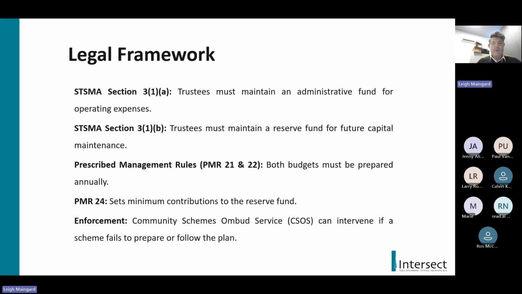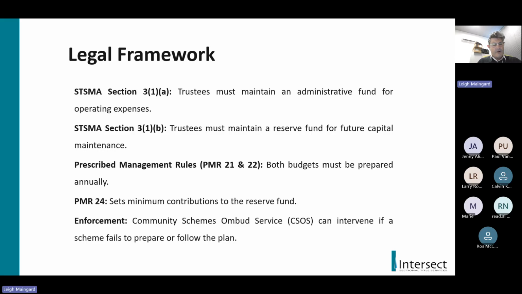And I think this is extremely important with the 10-year maintenance plan, where schemes seem to sometimes overlook this and think that they've got a 10-year plan and they don't have to roll it over. You'll see in the slides to come that one of the main things about the 10-year plan is that it's a rolling 10-year plan. So every single year that plan needs to be reviewed, updated and approved. And then prescribed management rule 24 sets minimum contributions to the reserve fund.